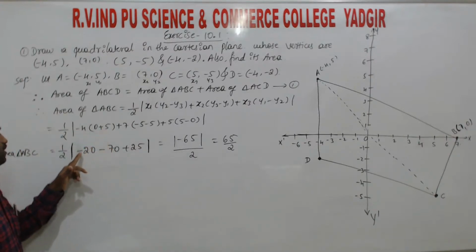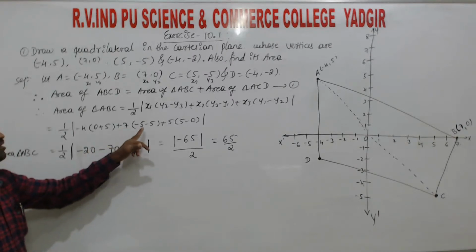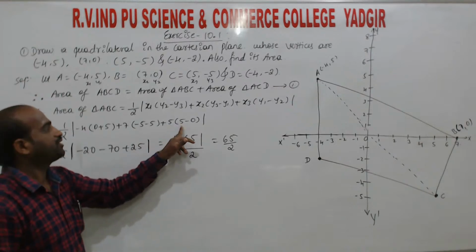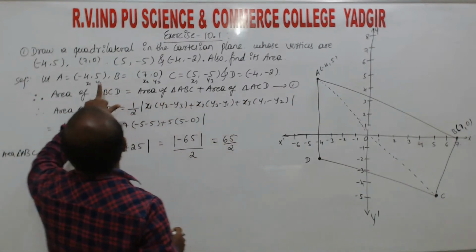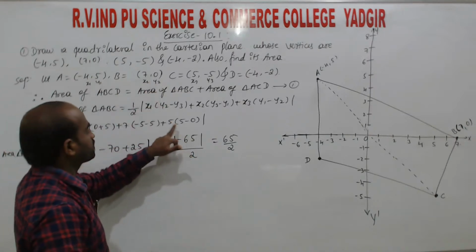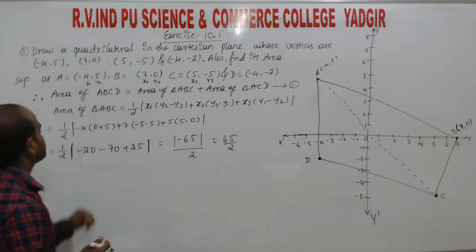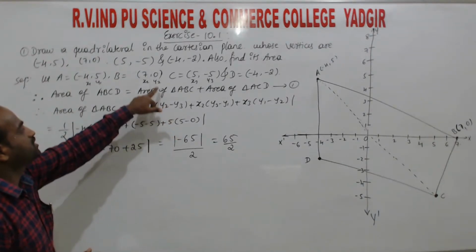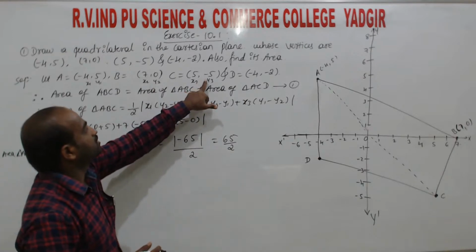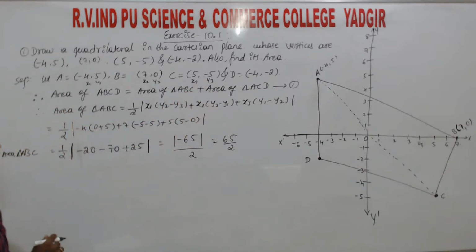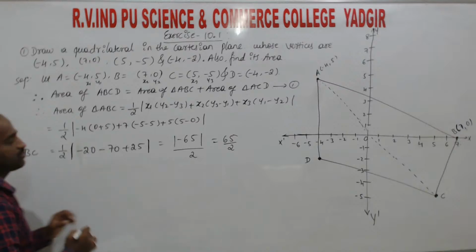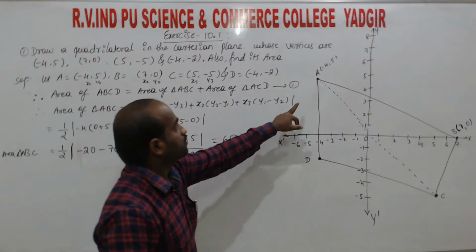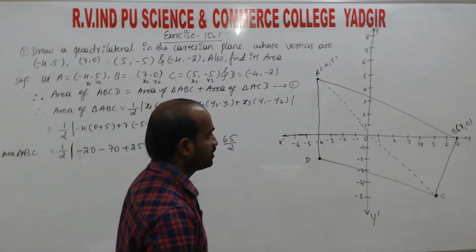Minus 5 into 4, minus 4 into 5, minus 20. Minus 10, 10 into 7, minus 70. y1 minus y2, 5 minus 0, 5 into 5, 20. x1 is this one, minus 20. This one is y2 minus y3: y2 is 0, minus y3 is minus 5. Okay. Area of triangle ABC is equal to what? 65 by 2. Correct?